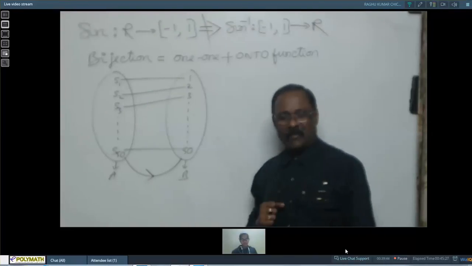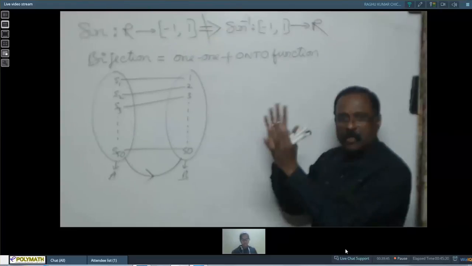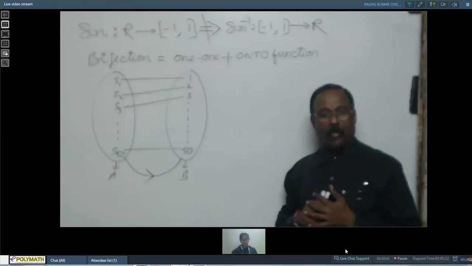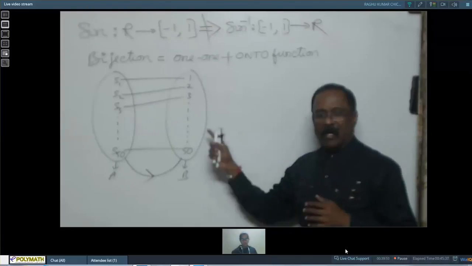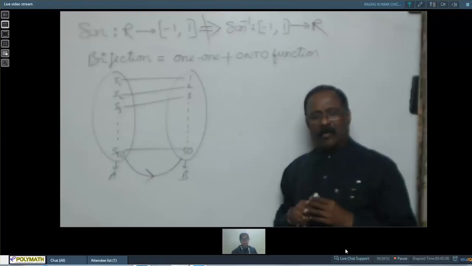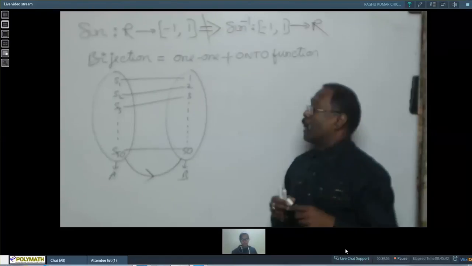Don't see that as a violent concept. One-one function is not a violent concept, and onto function is not a violent concept. It's not like that. We can take life examples to understand these functions.